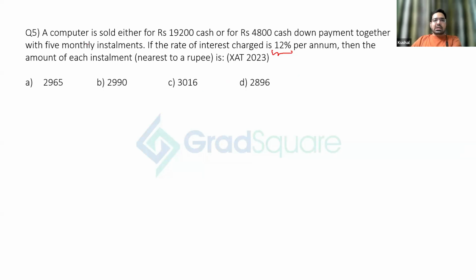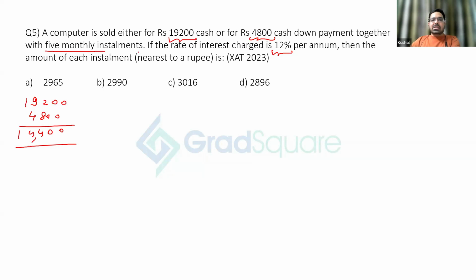Let's have a look at this. A computer is sold either at 19,200 cash. That means the present value is 19,200, or 4,800 cash down payment. So out of this 19,200, you have made a down payment of 4,800. Correct. So if you look at this, this is going to be what? 14,400 is the loan amount that you are looking at.